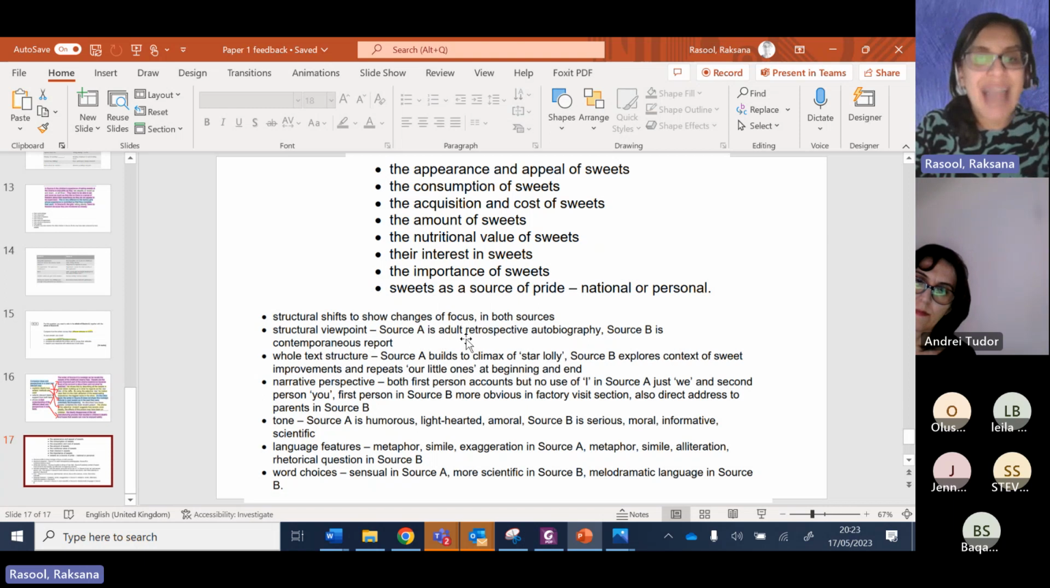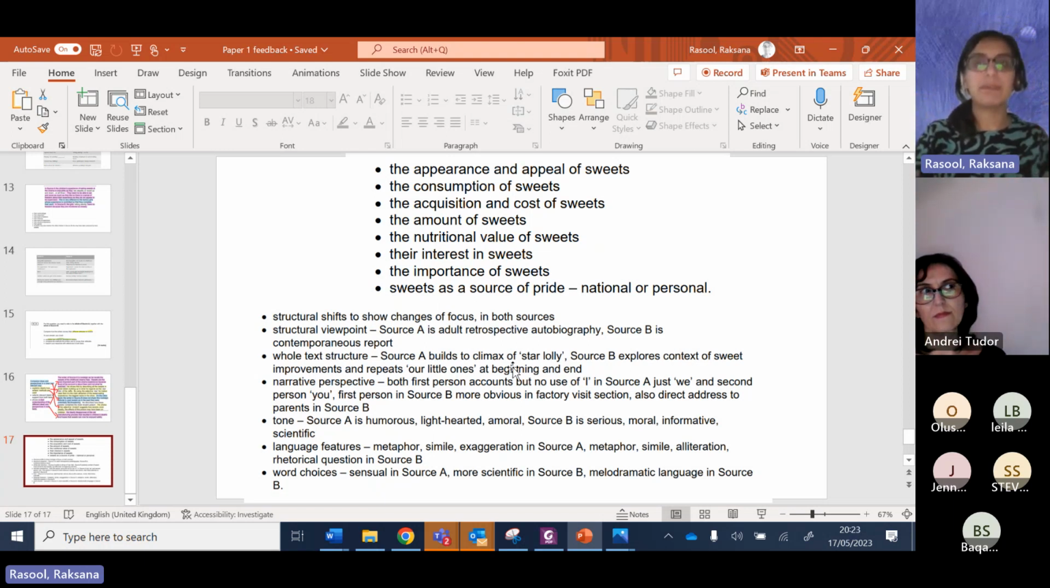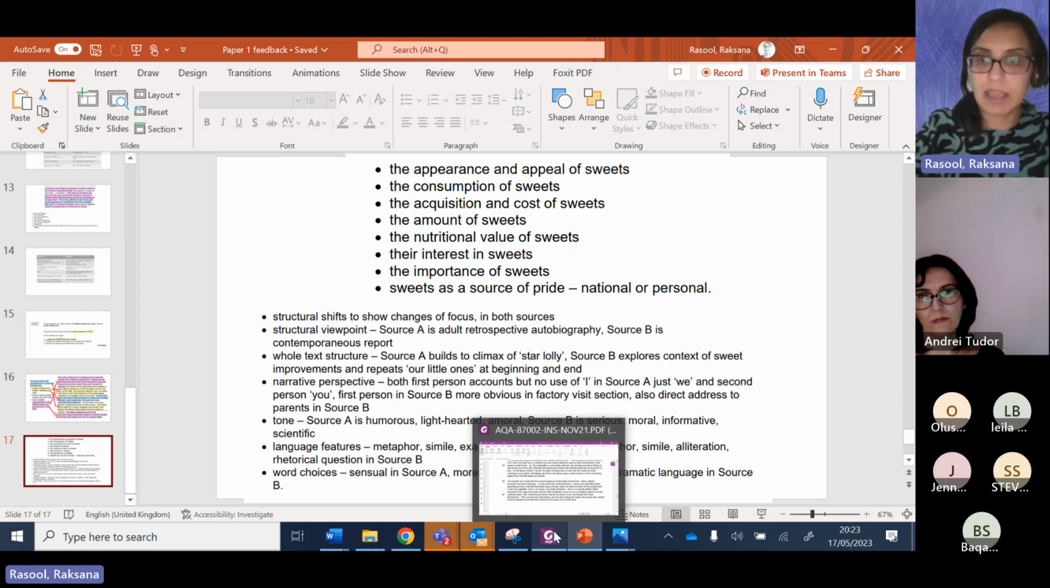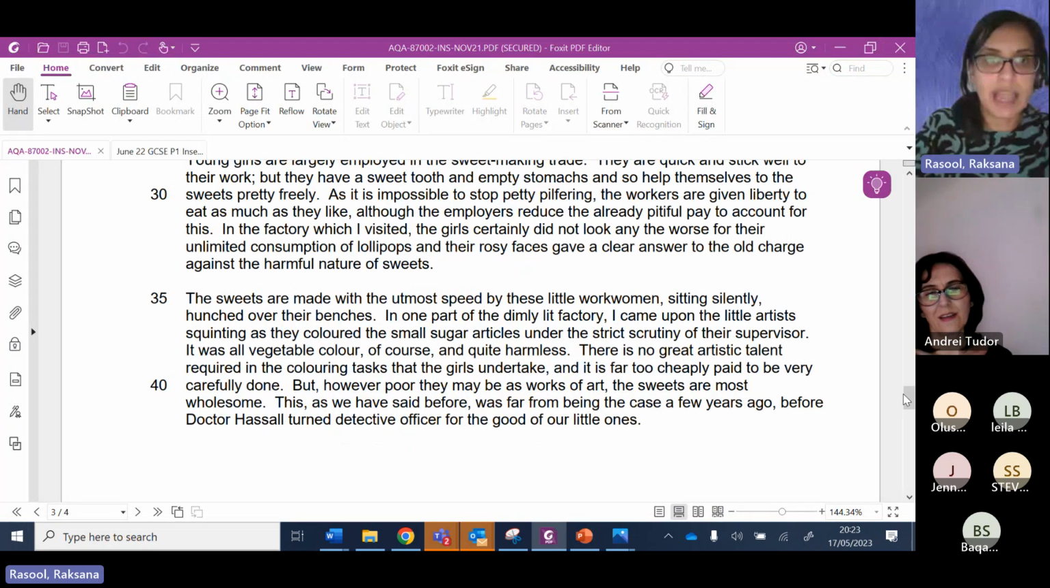of view. Source A is an adult looking back. Source B is a contemporary report written there and then. Source A builds to the climax of the star lolly, okay, but source B explores the context of sweet improvements and repeats our little ones at the beginning and end. That's what you're looking at. How does it start and how does it end?